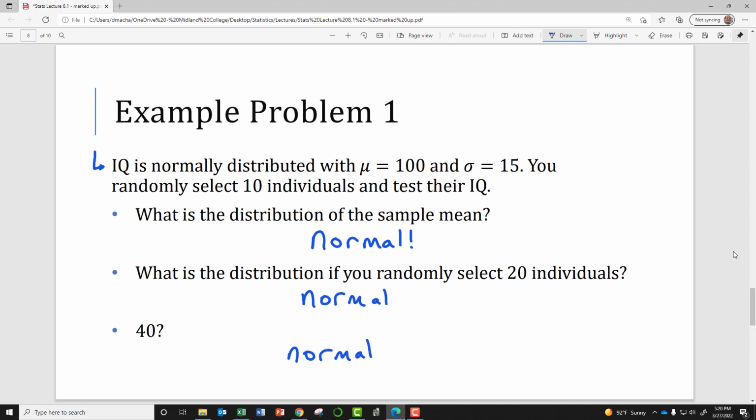Let's calculate the mean and standard deviation of these three cases. So in this case, the mean, or the mu with subscript x bar, the mean of the distribution of sample means, is going to be the same as the mean of the underlying distribution. In fact, that's the case for all of these cases. The mu subscript x bar is going to be equal to 100 because that's the mean of the underlying distribution.